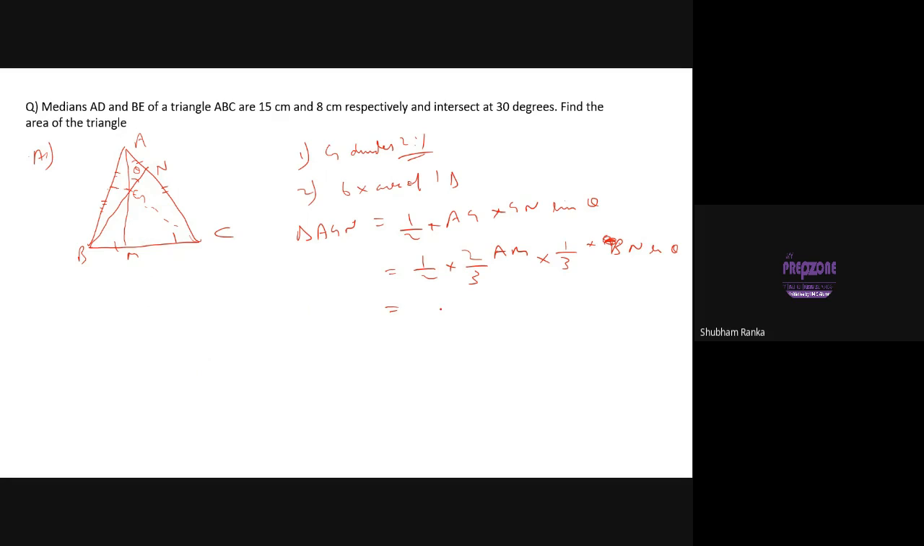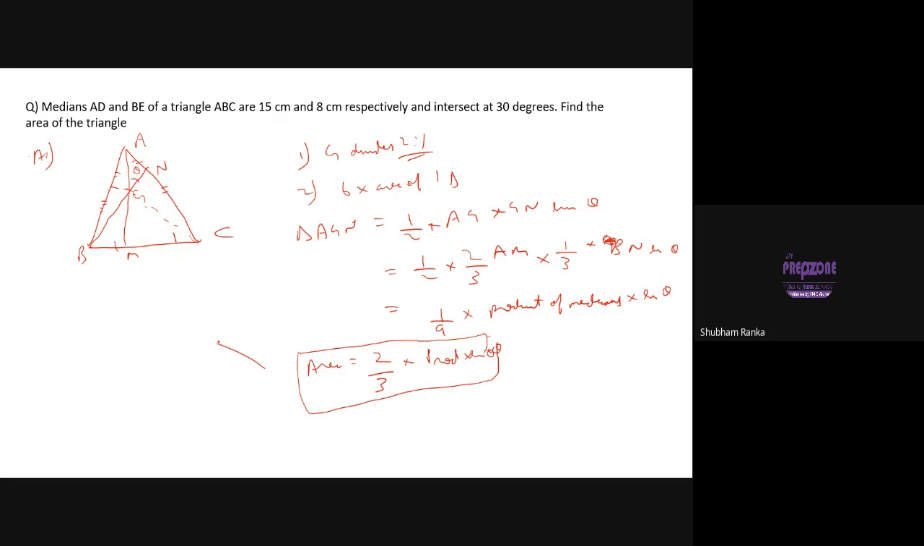So this basically gives me 1/9 into the product of medians. AM is the median, BN is the median. So I've written this expression in terms of medians: product of medians into sine theta. This is the area of one small triangle. As we have discussed multiple times, 6 into this will give you the total area. So 6 into 1/9, which is 2/3 into product of medians into sine theta. This is the standard result that you can directly apply.